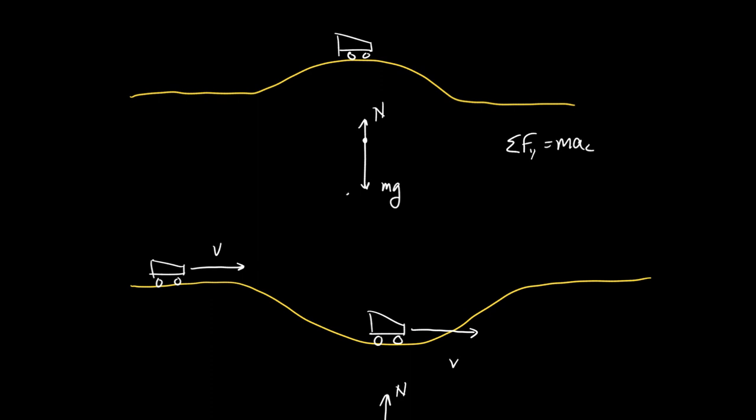Now, bear in mind, net force equals ma in the y direction. I'm going to make downwards positive, purposefully. I'm going to make the positive direction the direction of the acceleration, which has to be towards the center of the circle. So that's going to be mg minus normal equals mv squared over r.